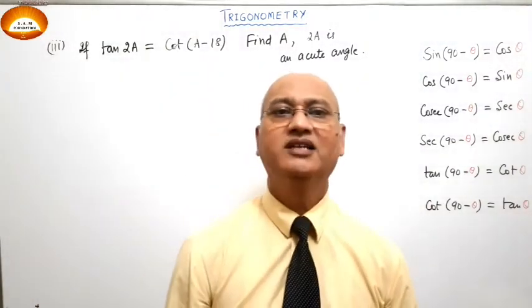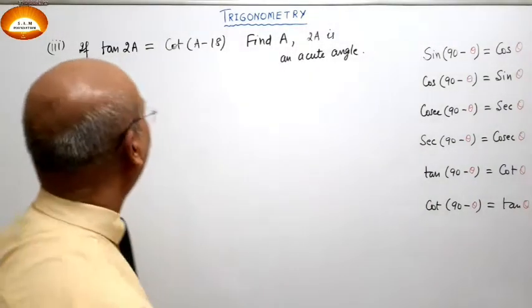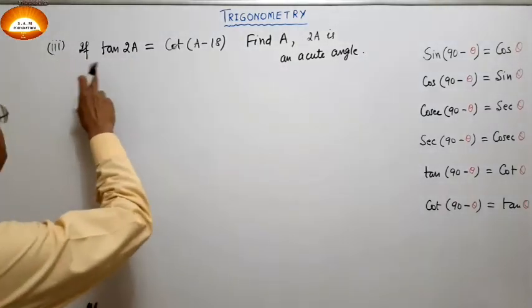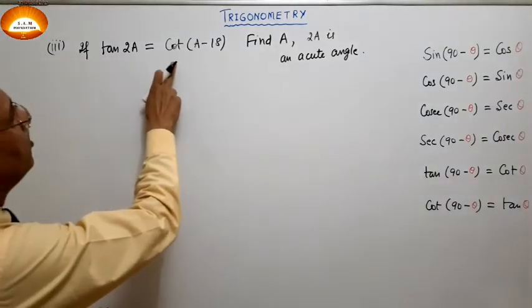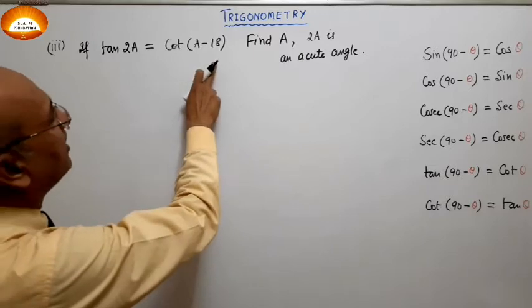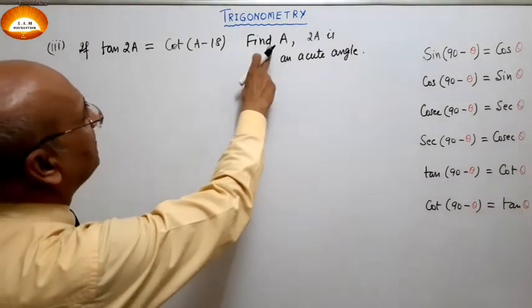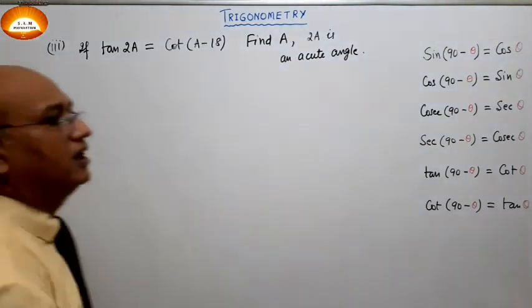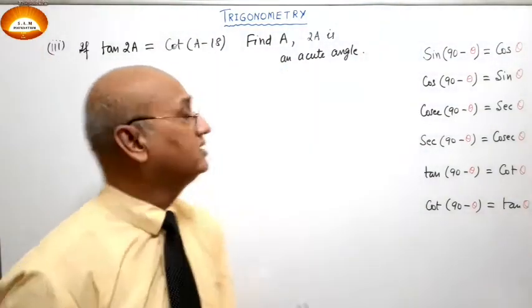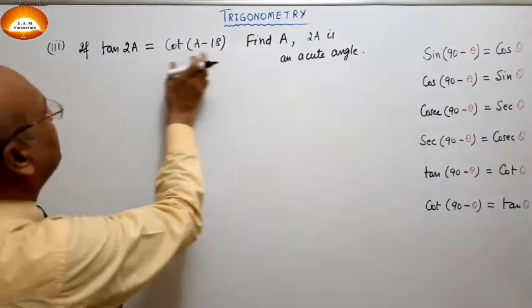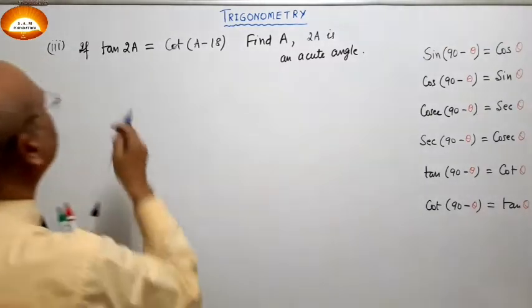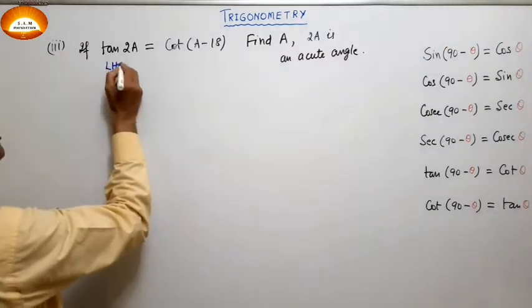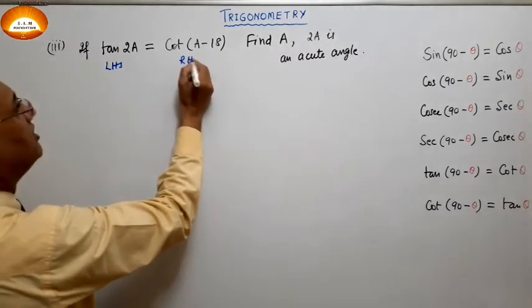Okay, let's move to the third question. Now here, if tan 2a is equal to cot a minus 18, find the value of a, and it is given that 2a is an acute angle. Now students, in this type of question, can you see here, this is the left hand side and this is the right hand side.